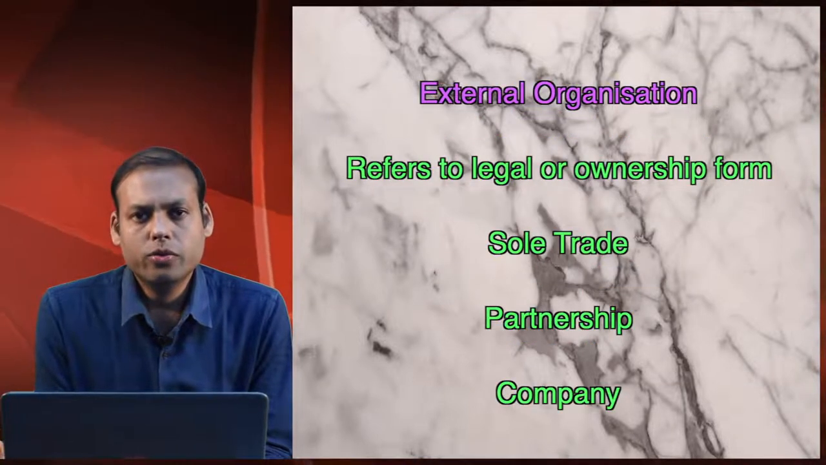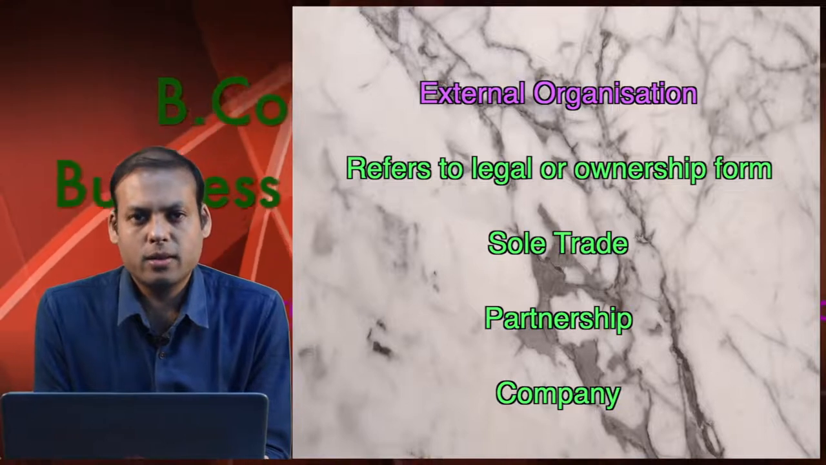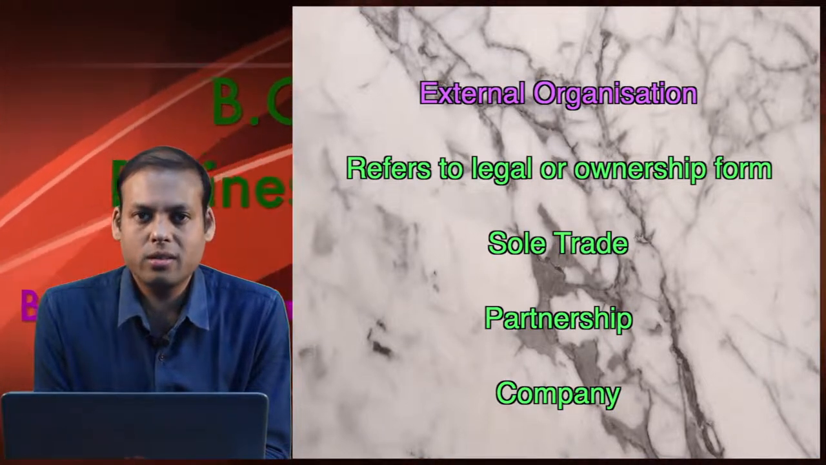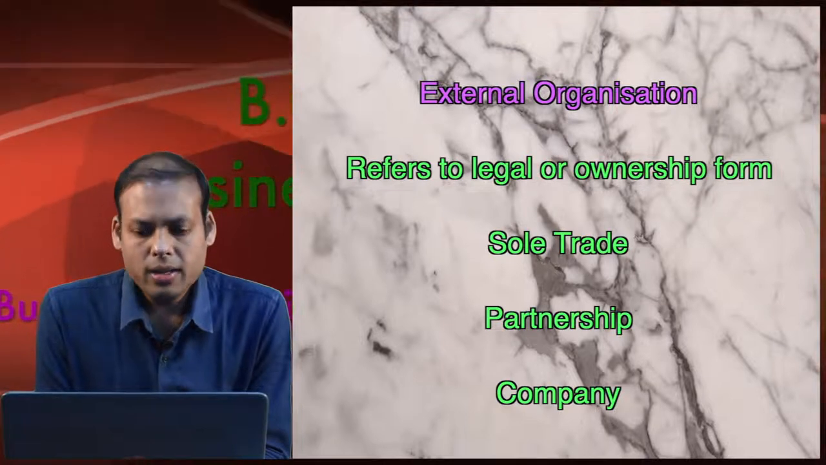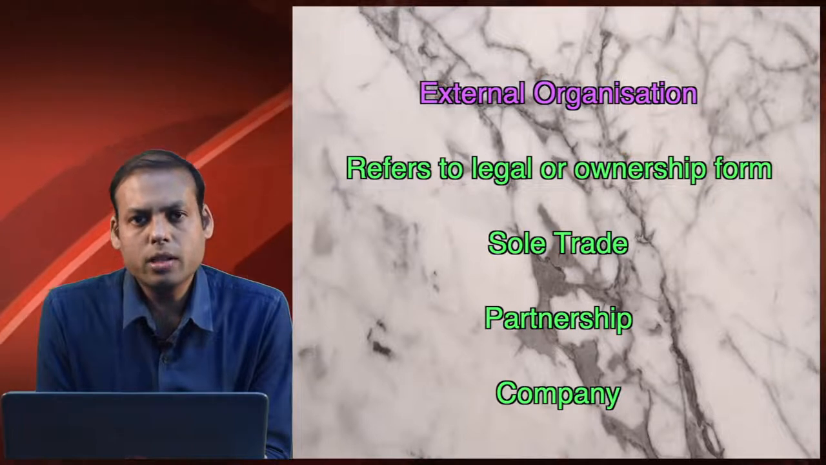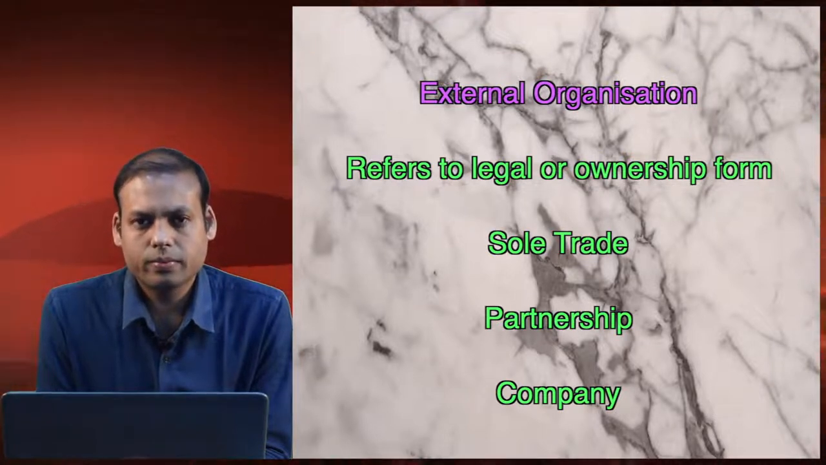Now, let us move to the second aspect, that is the external organization of a business organization. By external organization, we mean the legal or ownership form of the organization.